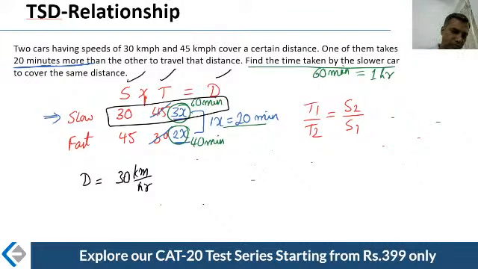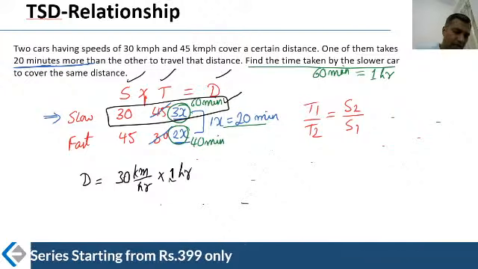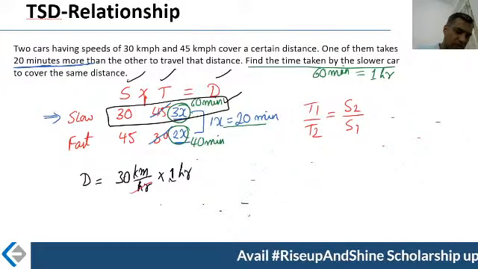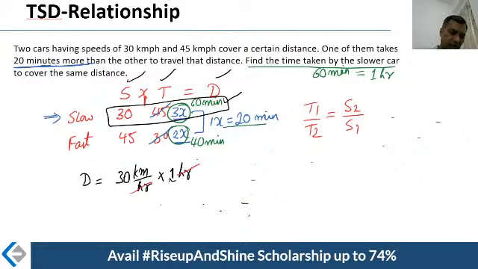Right now, 30 kilometers per hour. What is the time here? The time is 1 hour. You may say, isn't it 60 you should be writing? No, you should not be writing 60, because when the speed is defined in terms of hours, time has to be maintained in terms of hours. Therefore, the distance is nothing but 30 kilometers. Ensure that the units are matching.